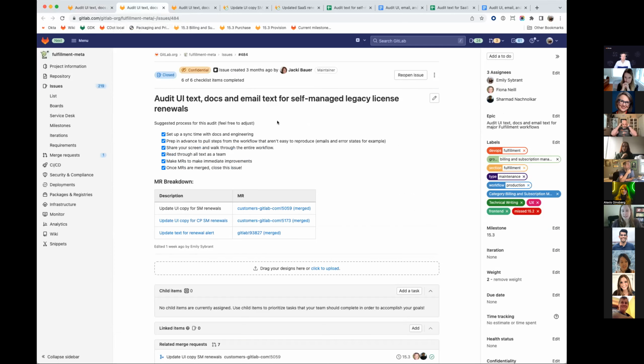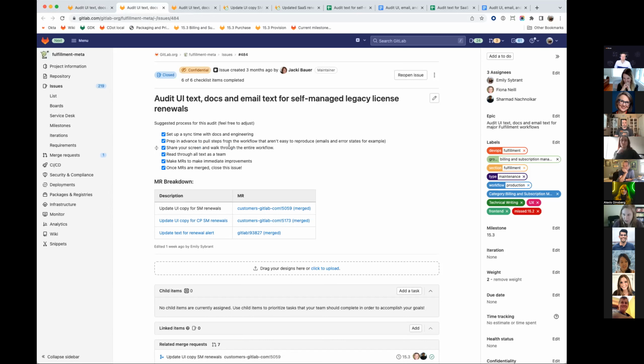So basically, the idea was that we would look at a single flow, in this case, self-managed legacy license renewals. We'd set up some time synchronously to sit down with the product designer, tech writer, and engineer, actually go through the flow, look at all of the different pieces, look at all of the messaging, evaluate the docs, evaluate the UI, evaluate the emails, and then make MRs and make changes right there.